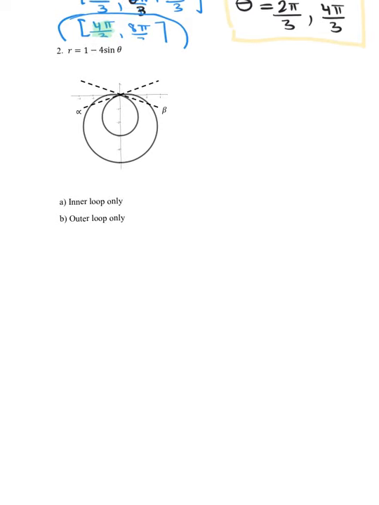Okay, so I want to take this equation right here, and I'm going to let r equal 0, right? So we're always going to let that radius equal 0 because we want to know when it is coming in and out of that inner loop. So I have 1 minus 4 sine theta equal to 0. So again, this would be a good time to press pause and see how you do in solving this.